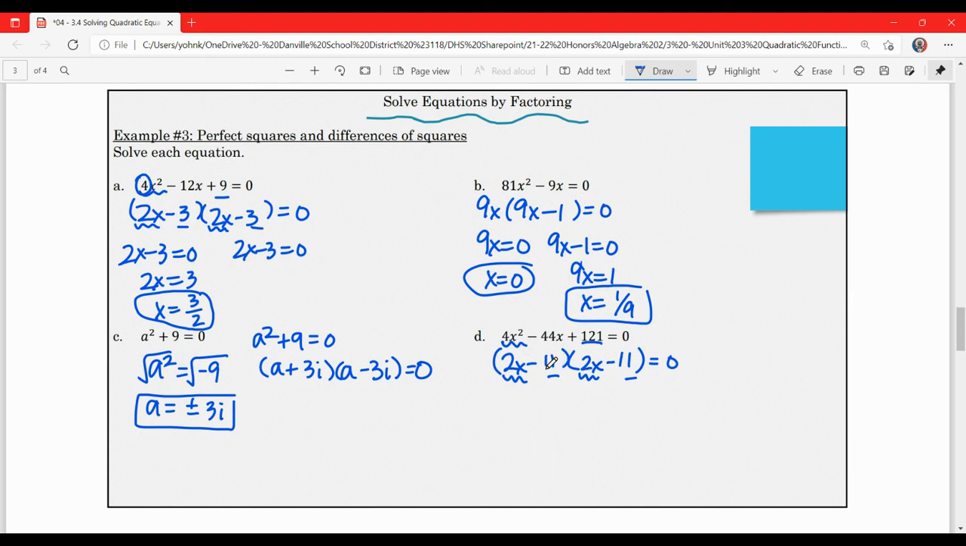So I only have one factor. It appears twice. Set it equal to 0. So 2x minus 11 equals 0. Add the 11 to both sides. 2x equals 11. Divide by 2, x equals 11 halves. Again, that's a quadratic that sits right on the axis.